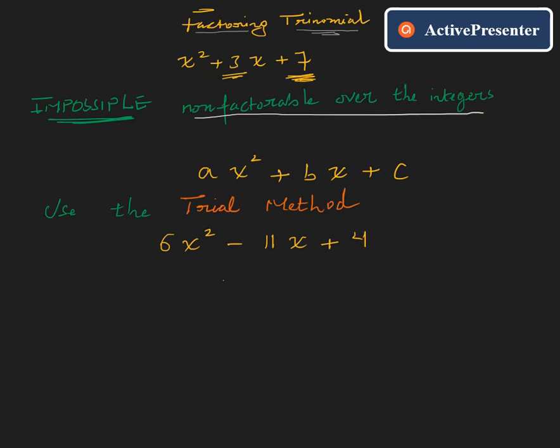Now, what are those numbers? When you multiply them, you will get 4. And when you add them, you will get minus 11. This is the question we have to answer. Taking care that here a is not equal to 1 like before. Here we have a, so what to do in this case?